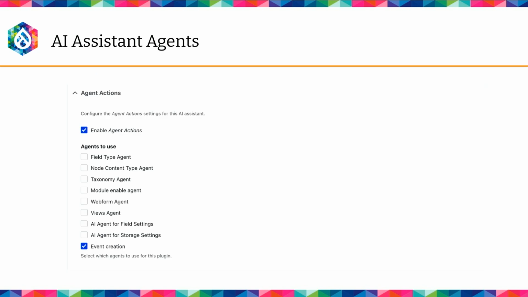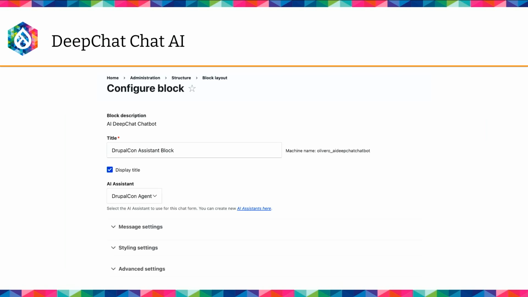And then under the agent action, we can select our agent. We can select multiple agents that can then use multiple tools, but at the moment we just keep one.